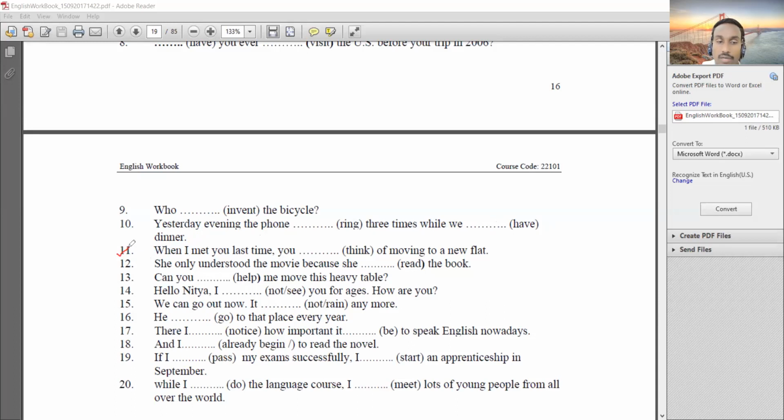Then let's go here with question number 11, that says, when I met you last time, you (think) of moving to a new flat. We are thinking. Where? After you, we don't use was, okay? Was is wrong. So it should be were. So here, first case, simple past: I met you last time. Now here past continuous, that again is was or were, V-ing. So you were thinking of moving to a new flat, like this.